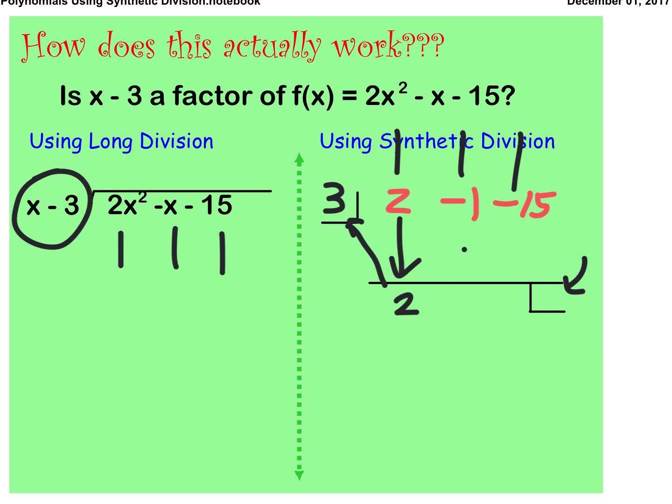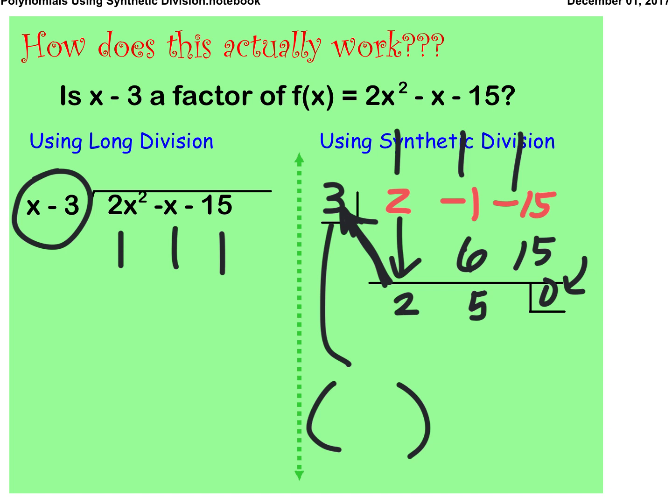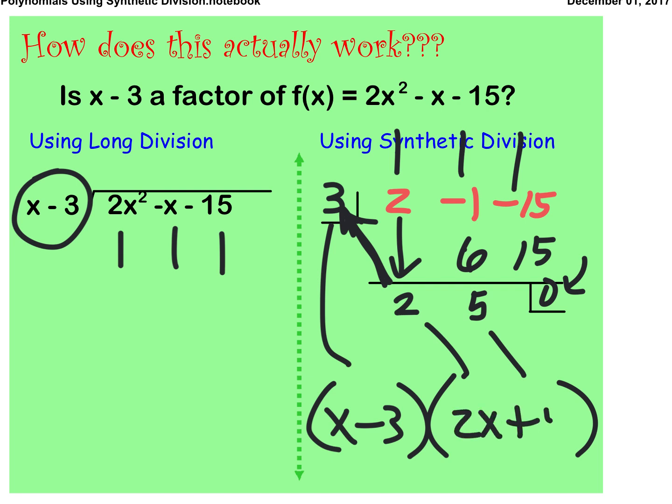All right. So 2 times 3, this times this, makes 6. Add them. Multiply them, add them. See how quick that is? Now, can you interpret? Can you speak synthetic? What's that part mean? X minus 3. What's this part mean? 2x, keep going. Plus 5, yes. Can you speak synthetic?